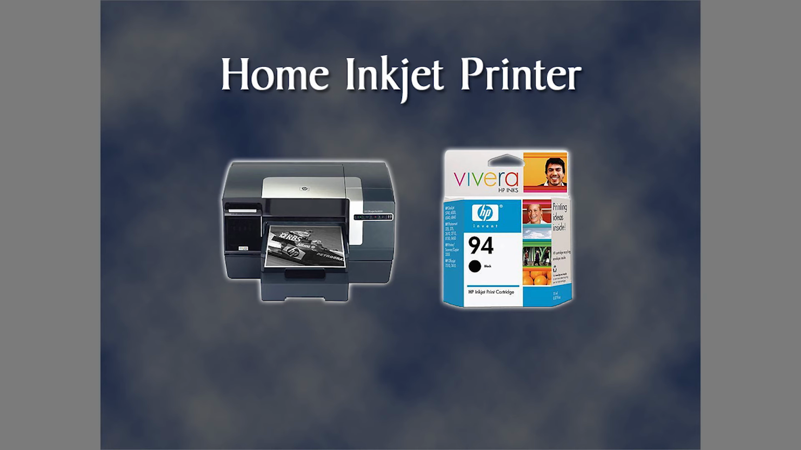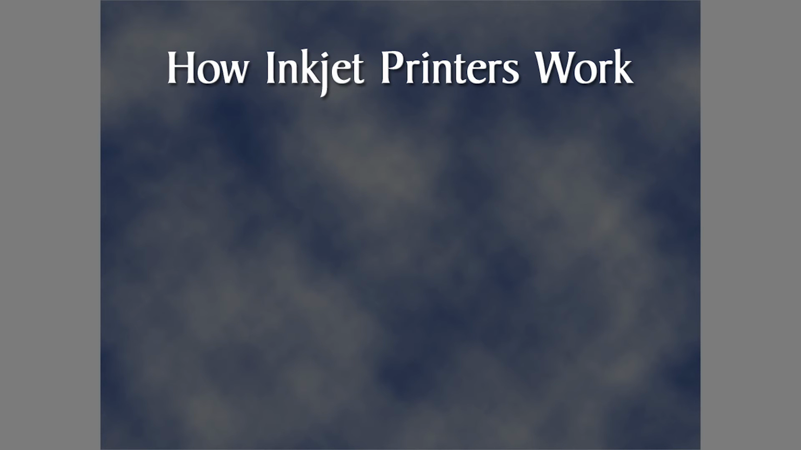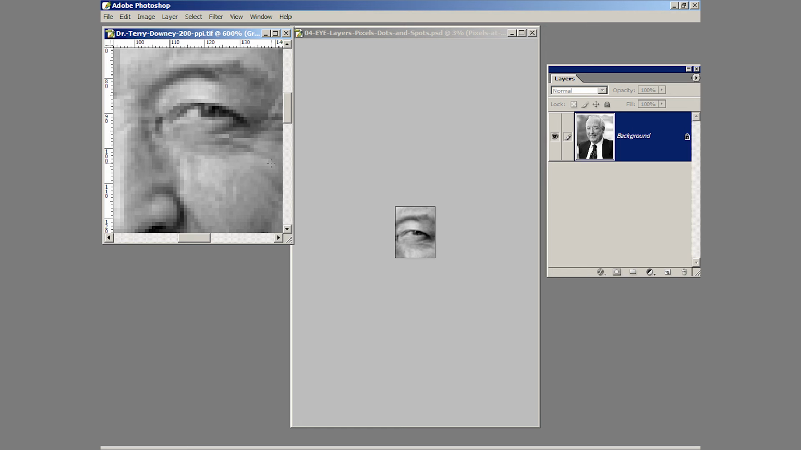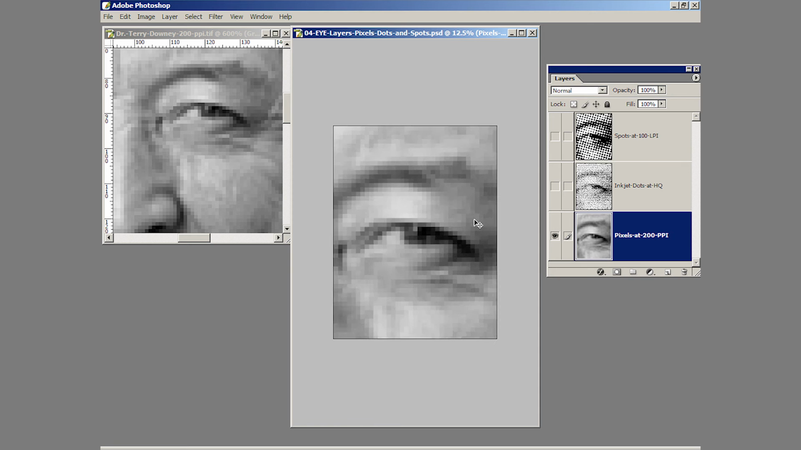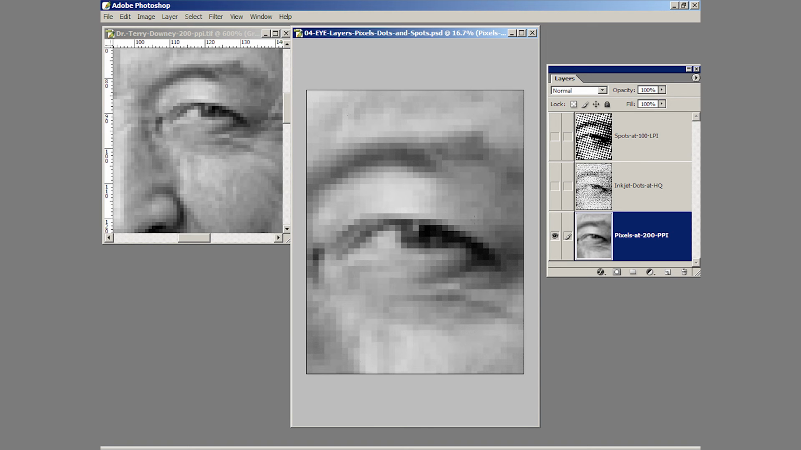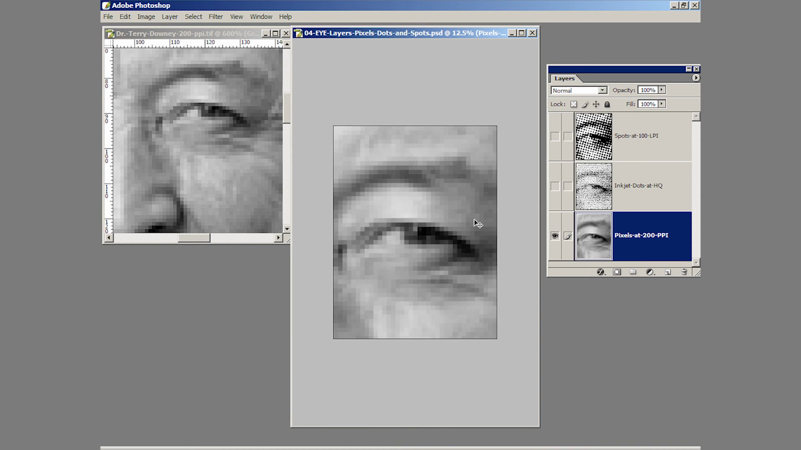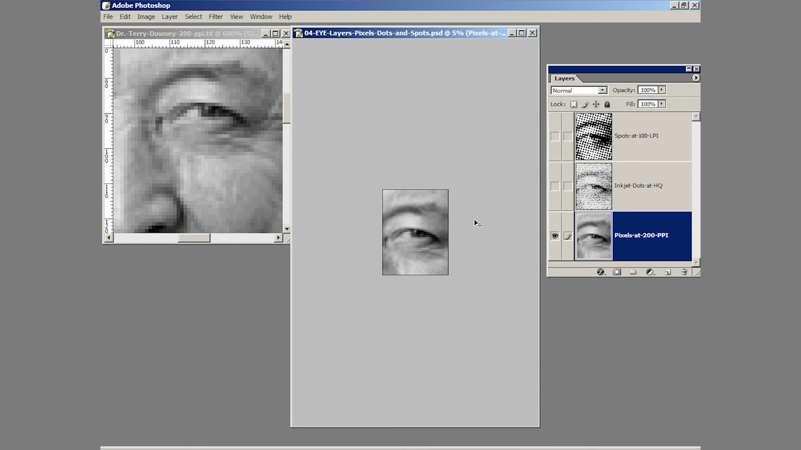So what's the secret? How inkjet printers work. The image in the center of the screen is a highly magnified section of Terry's eye. I'll zoom up to show you the individual pixels. You can see many gray tones. When this file is output on an inkjet printer, the natural gray shades are recreated by disseminating microscopic dots of black ink on the paper.